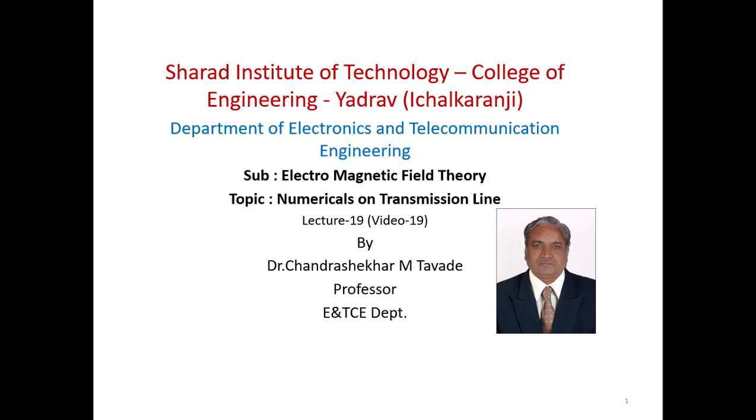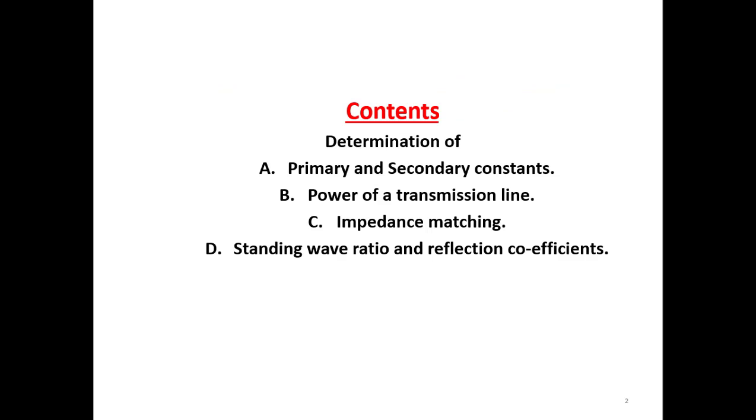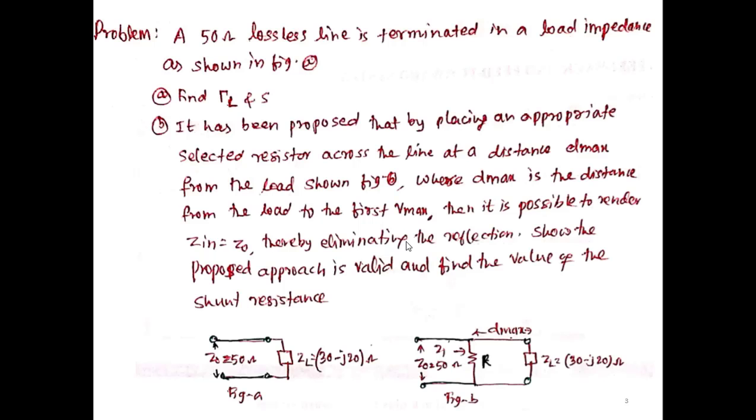We will solve some of the problems on transmission line. The contents of the lectures are to determine the primary and secondary constants. It is continued from the last lecture, and power of a transmission line determination and impedance matching by short circuited and open circuited line, and also single stub matching, and also you have to determine the standing wave ratio and reflection coefficient. We'll solve one problem.